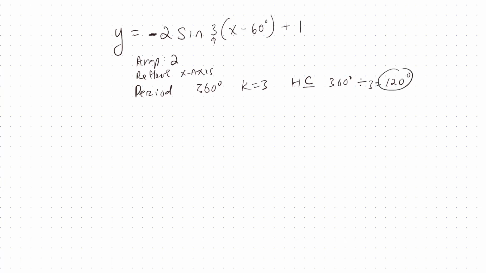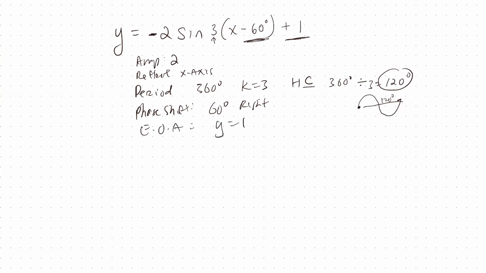What that means is, if I were to draw a sine wave like this, from the beginning to the end is going to take 120 degrees instead of 360. The next one here, 60 degrees plus negative 60 degrees means you're going to shift. So put here, phase shift 60 degrees to the right. And then the last one here, the 1, actually tells you the equation of the axis, which is y equals 1.